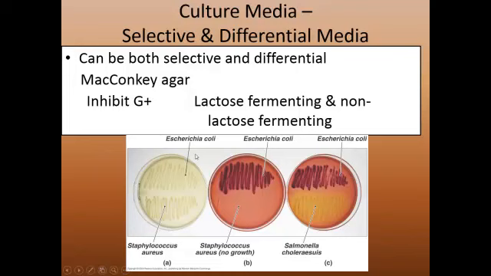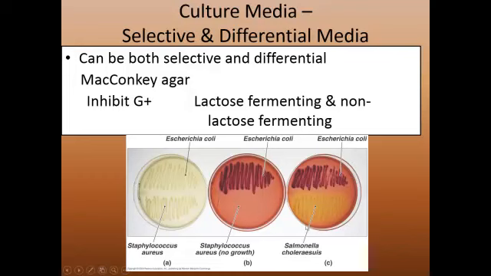So here we've taken two pure cultures, E. coli and Staphylococcus aureus, and we've streaked them onto standard media, non-selective, non-differential media. E. coli is a gram-negative, Staph aureus is a gram-positive, and they're both growing very happily. When we streak the same cultures onto MacConkey agar, the Staph aureus either doesn't grow or it has very little growth. The E. coli, on the other hand, is very happily growing.